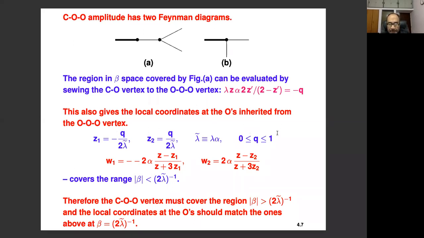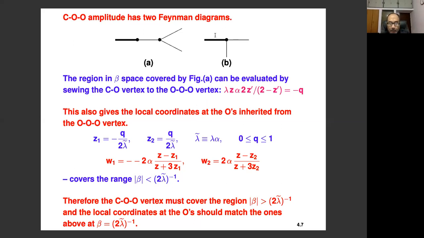And now you see that the range of q from 0 to 1 basically covers the range where mod beta is less than 1 over 2 lambda tilde. Because at q equal to 1, this becomes 1 over 2 lambda tilde. So the range between 0 and 1 over 2 lambda tilde is covered by the diagram A. So then we declare that the other diagram must cover the region beta larger than 2 lambda tilde inverse. Okay, that's the way we determine which range of beta this covers.